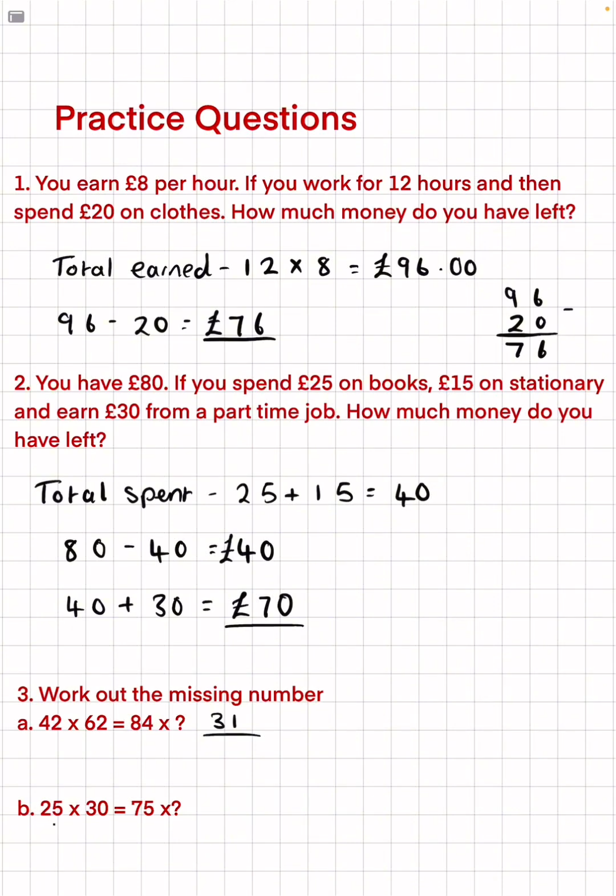Here we have 25 multiplied by 30, which equals 75 multiplied by missing number. To get from 25 to 75, we've multiplied by 3. To find the missing number, we need to do the opposite. So we divide this number by 3 to get the missing number. So 30 divided by 3 is 10.